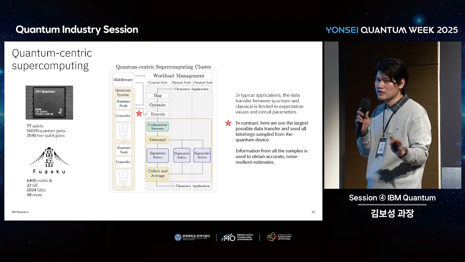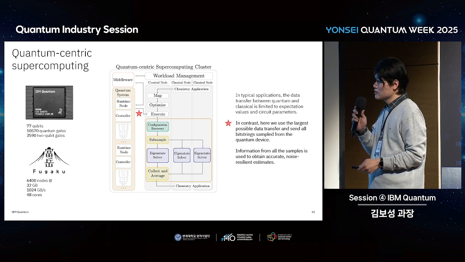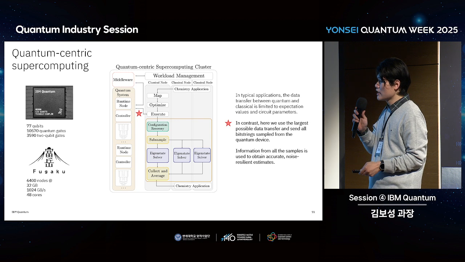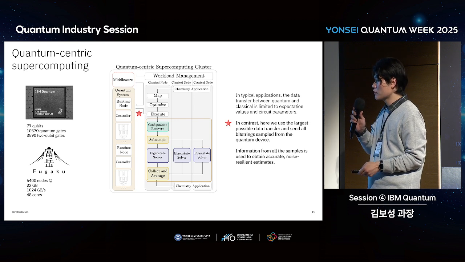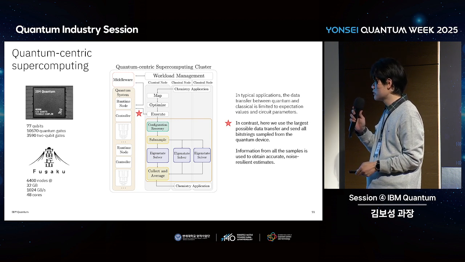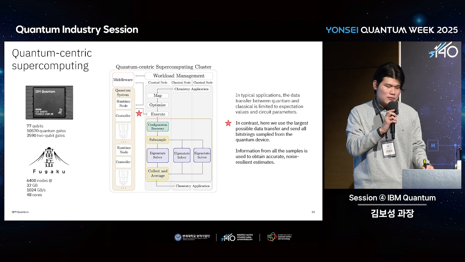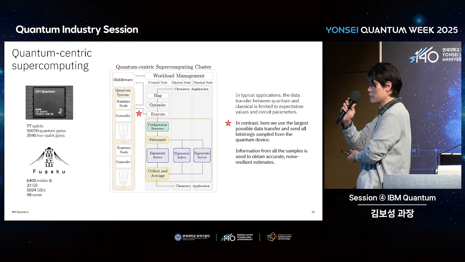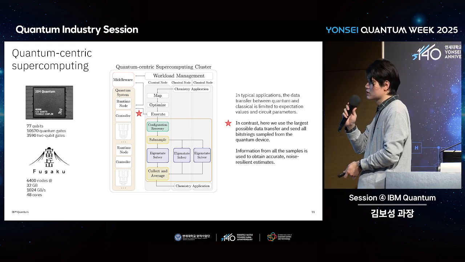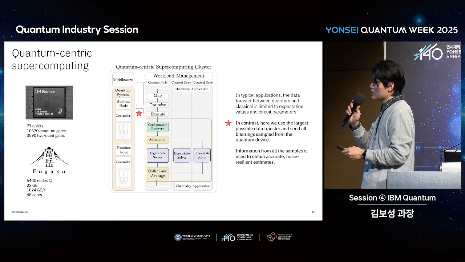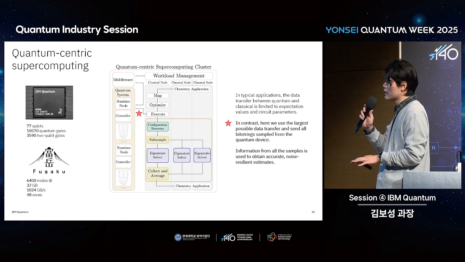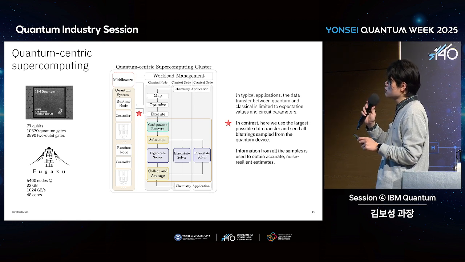You can access through the cloud as well. And using the Fugaku machine in Japan, which has 6,400 nodes at 32 gigabytes with 48 cores, which is one of the most performant supercomputers in the world. And here, one of the key breakthroughs we had to make was this.